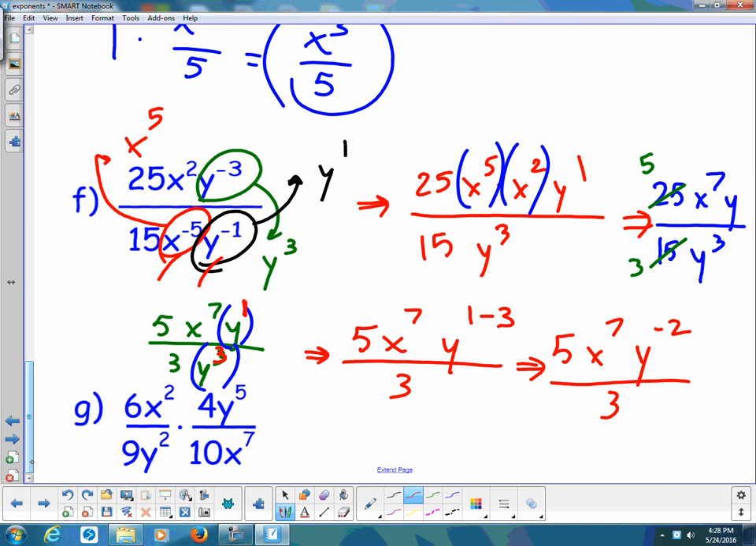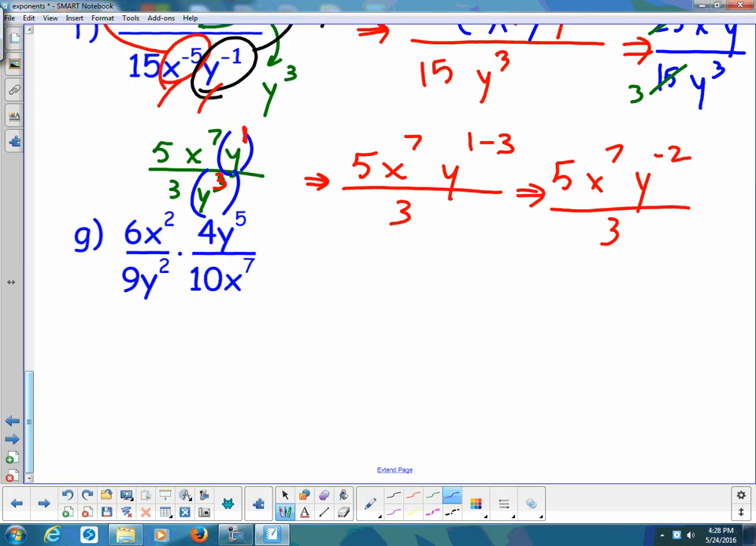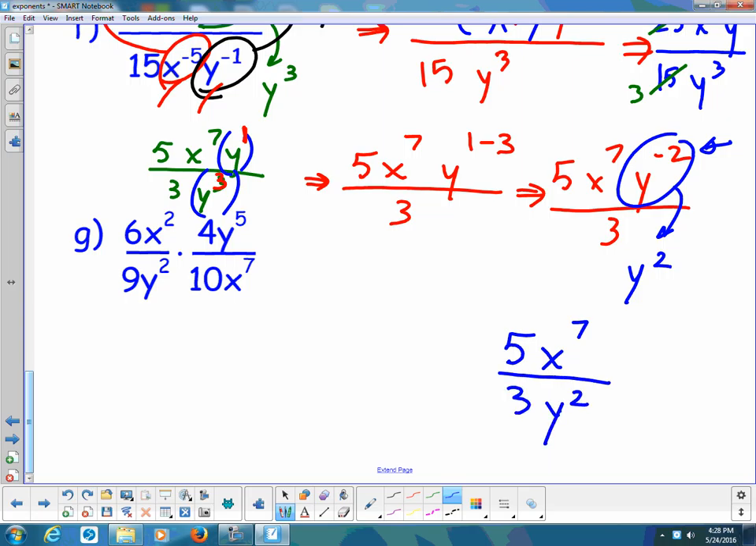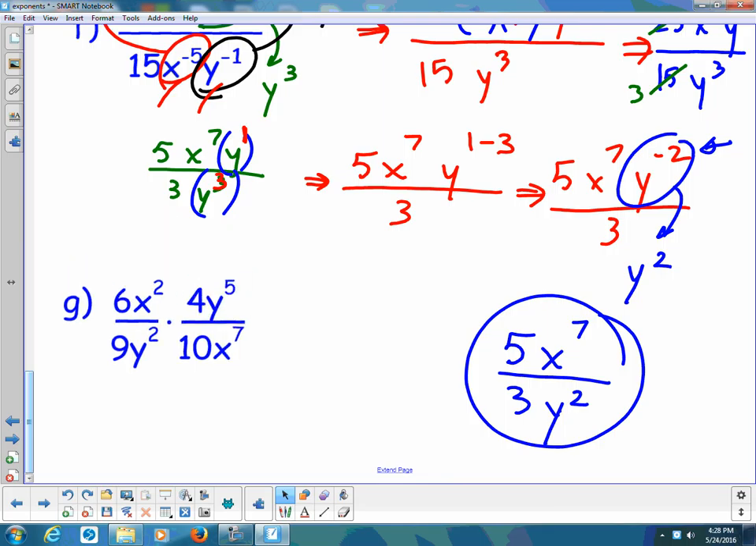But we don't want to leave that as our final answer because we don't want any negative exponents in our final answer. So we're going to move this guy down to the denominator and make it y to the positive second. So our answer should be 5x to the 7th over 3y to the 2nd. That would be our final answer for this problem.